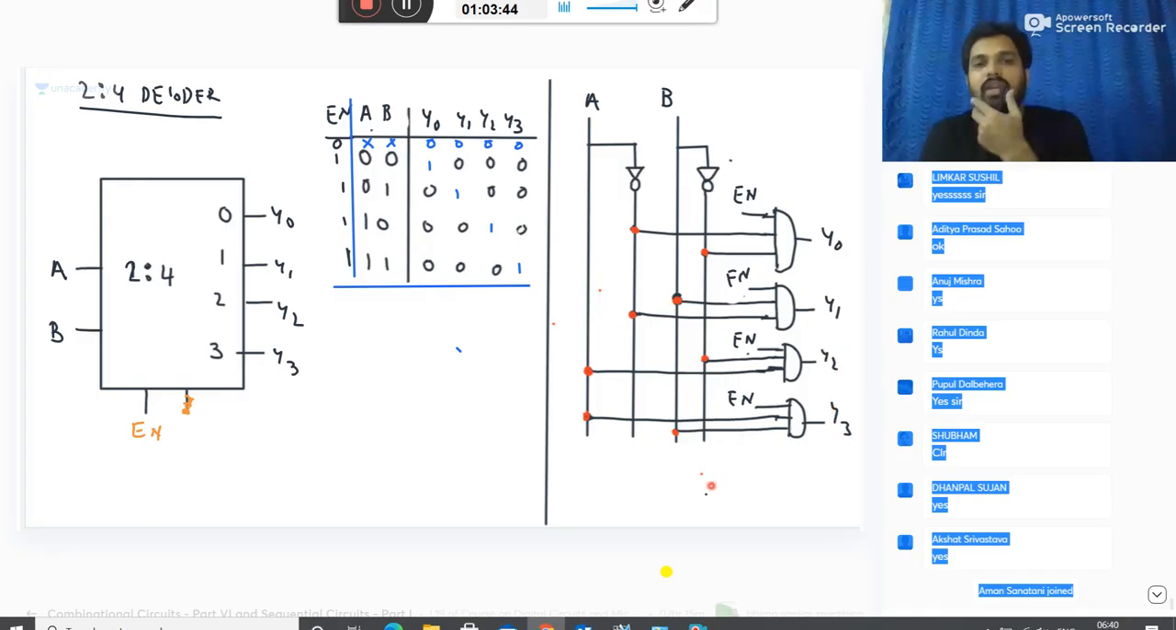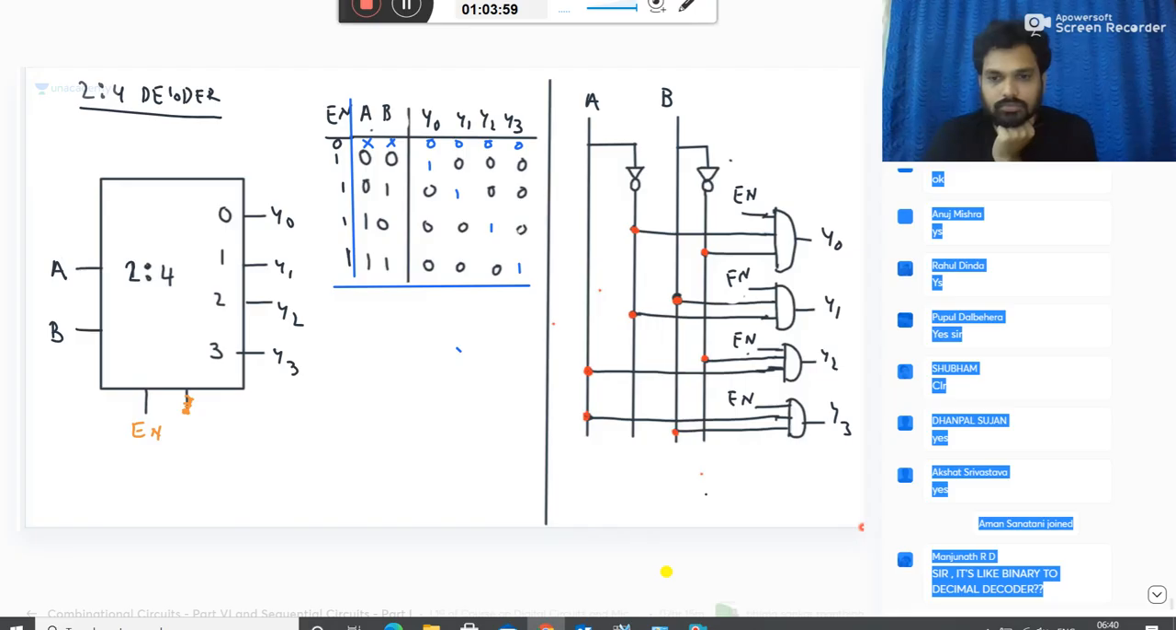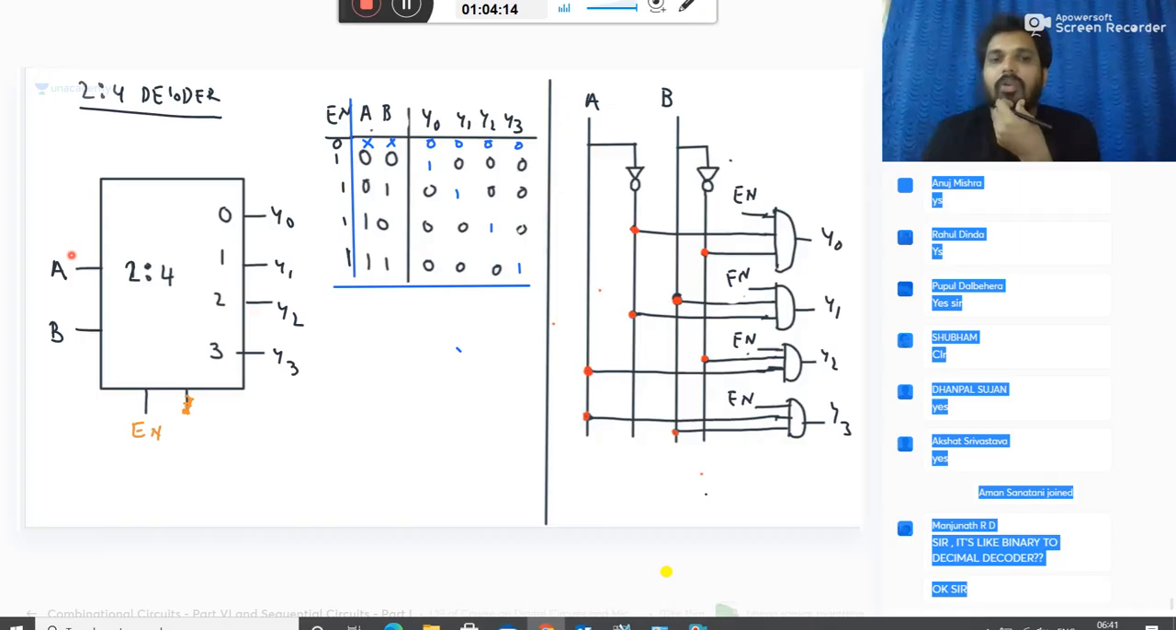Right, so I made that figure. You observe whether it is correct or not. It saved our time. Yes, right, Manjunath. You can say binary to base 4 here because you have only 4 outputs. Binary to decimal is also correct. You can have a 4 to 10 decoder also, no problem.